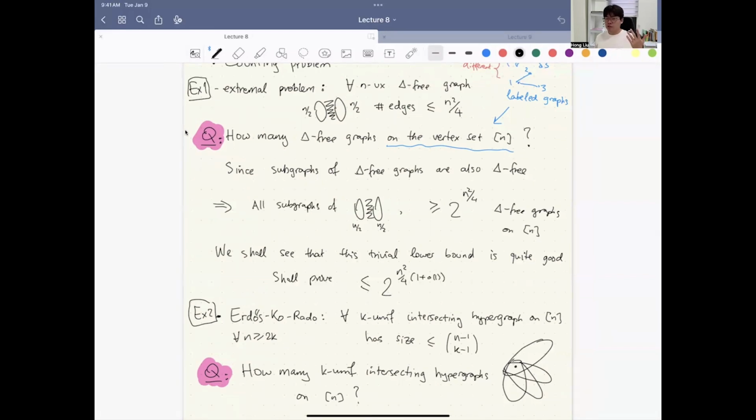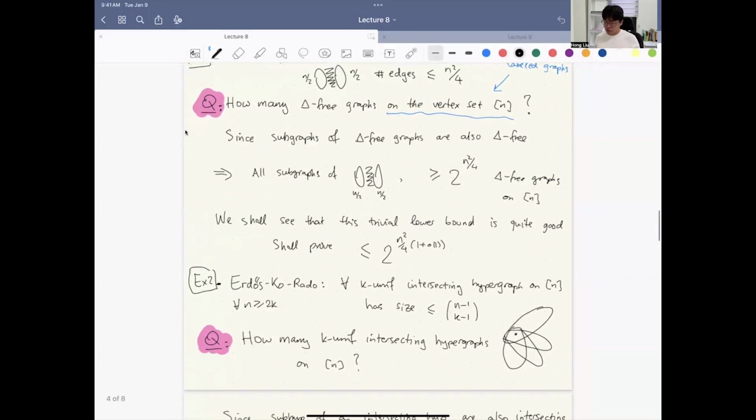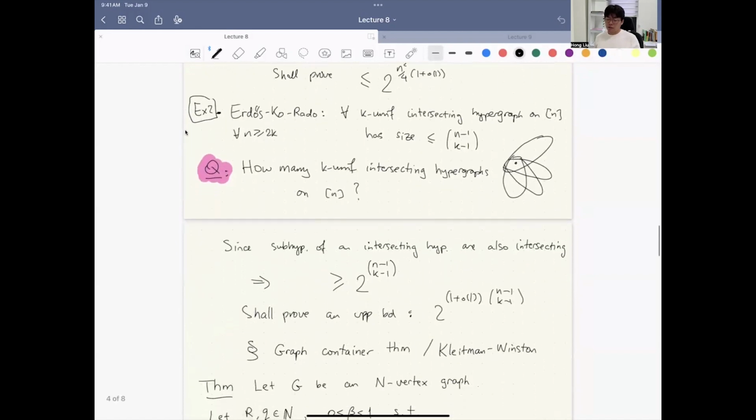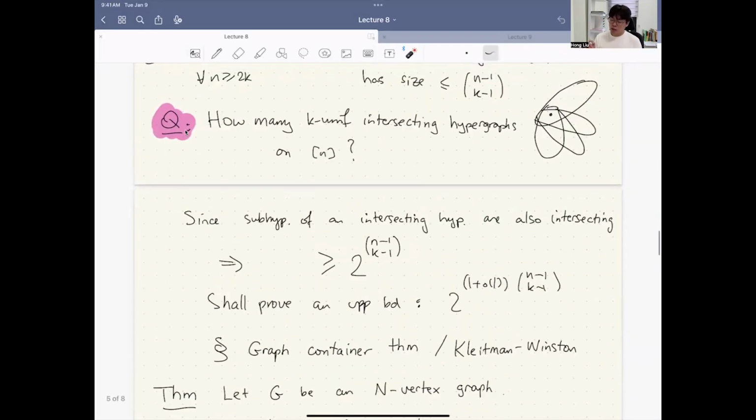The largest k-uniform intersecting family has size n-1 choose k-1. Then we can also ask how many k-uniform intersecting families there are. Since, as I said, every sub-hypergraph of an intersecting hypergraph is also intersecting trivially, we have at least, in the labeled sense, 2 to the n-1 choose k-1, by taking all possible sub-hypergraphs of this guy. We get a lower bound of 2 to the maximum size, the extremal size.